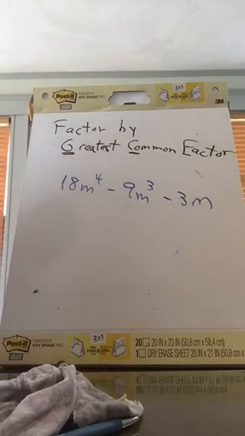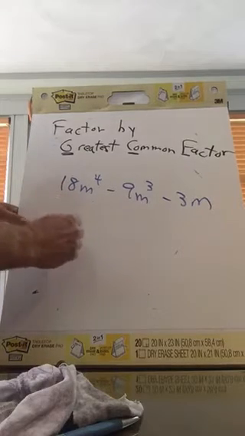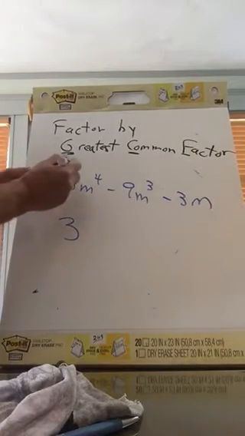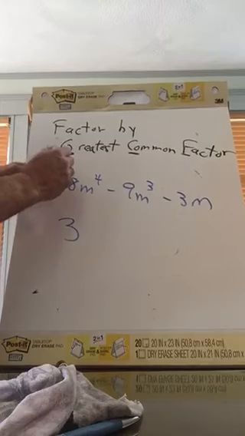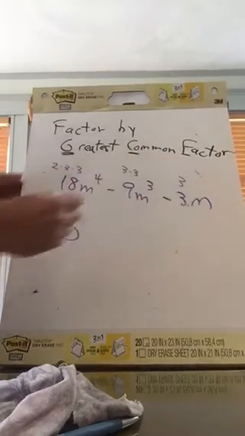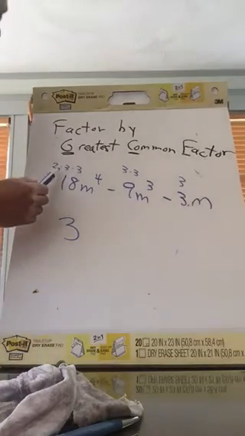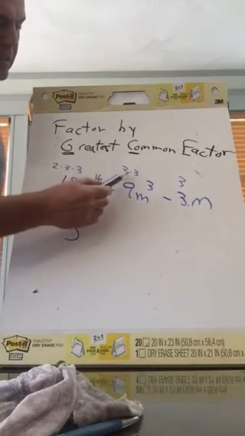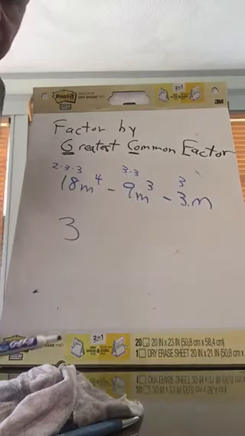I look at 18, 9, and 3. Common factor is 3. 3 goes into all of them. Here's why: 18 is 2 times 3 times 3, 9 is 3 times 3, and 3 is just 3. What do they all have in common? Well, they don't have a 2 in common, because 9 and 3 don't even have a 2.